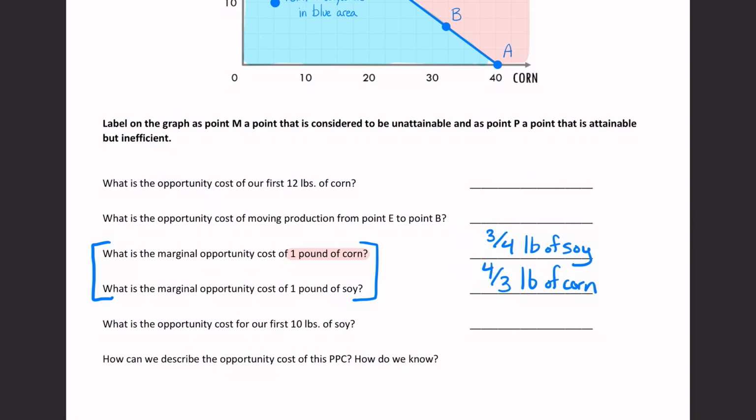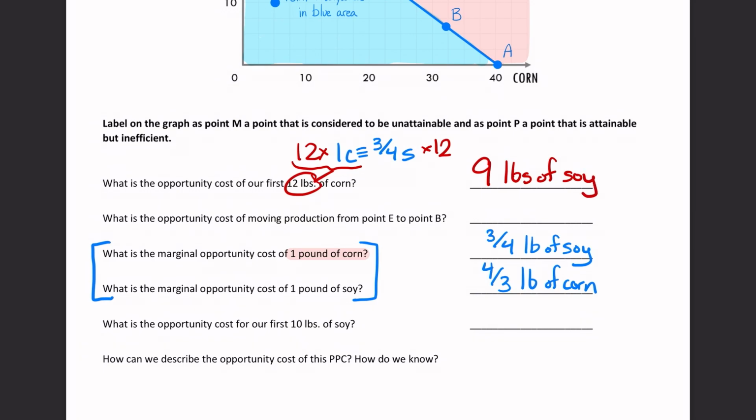If we know that our opportunity cost for a single pound of corn is 3/4 pound of soy, then we can just multiply this by 12 over here, multiply this by 12 over here, and you get 12 pounds of corn, 3/4 times 12. You can plug that into a calculator. What is 3/4 of 12? Well, it would end up being 9 pounds of soy, right?